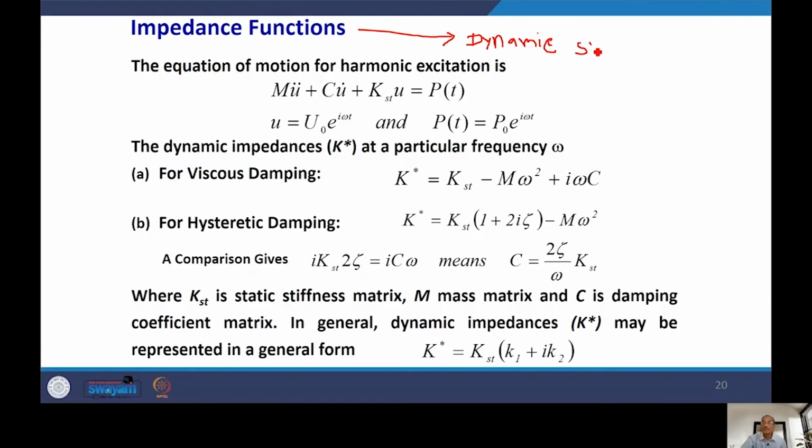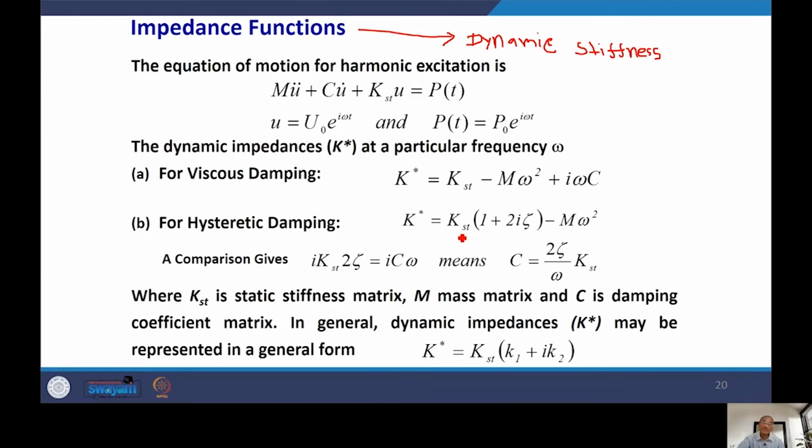Second part, dynamic stiffness. Once you have this dynamic stiffness, the dynamic stiffness in this case is given from this relation here. But before we go into the dynamic stiffness, let's talk about the equation of motion for harmonic excitation.